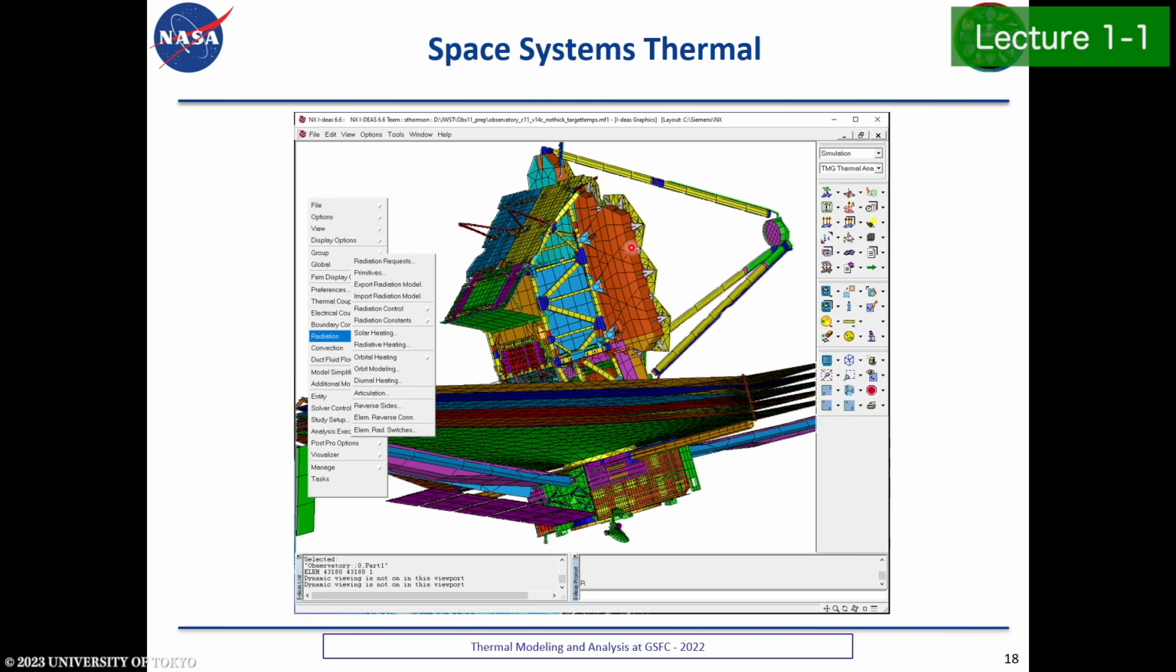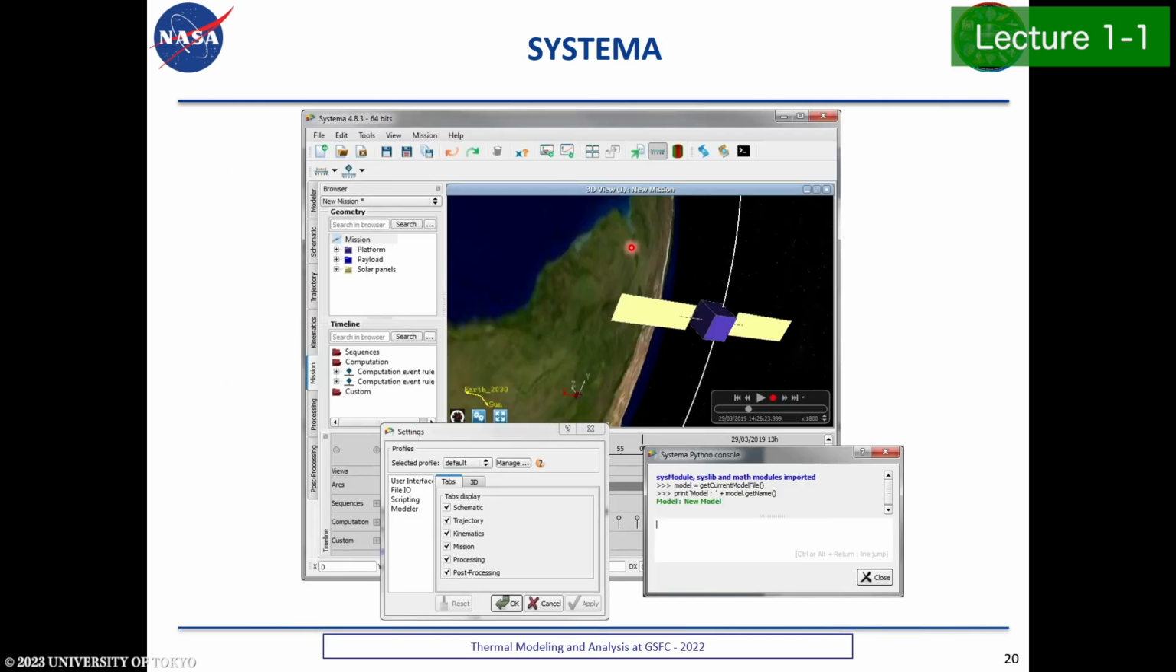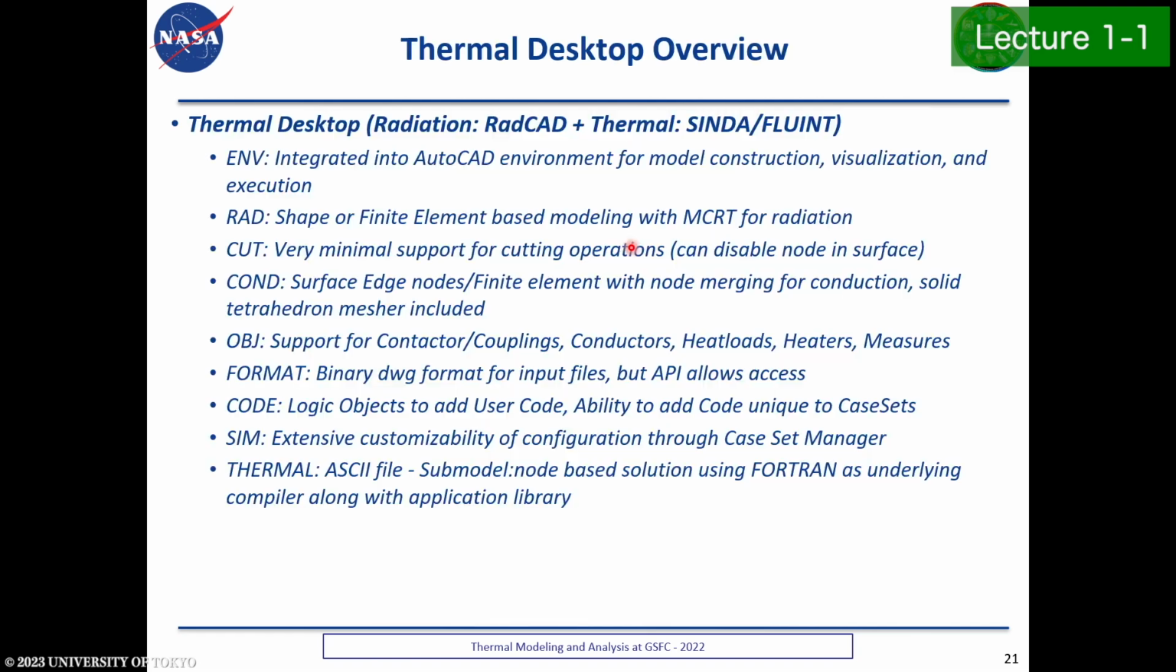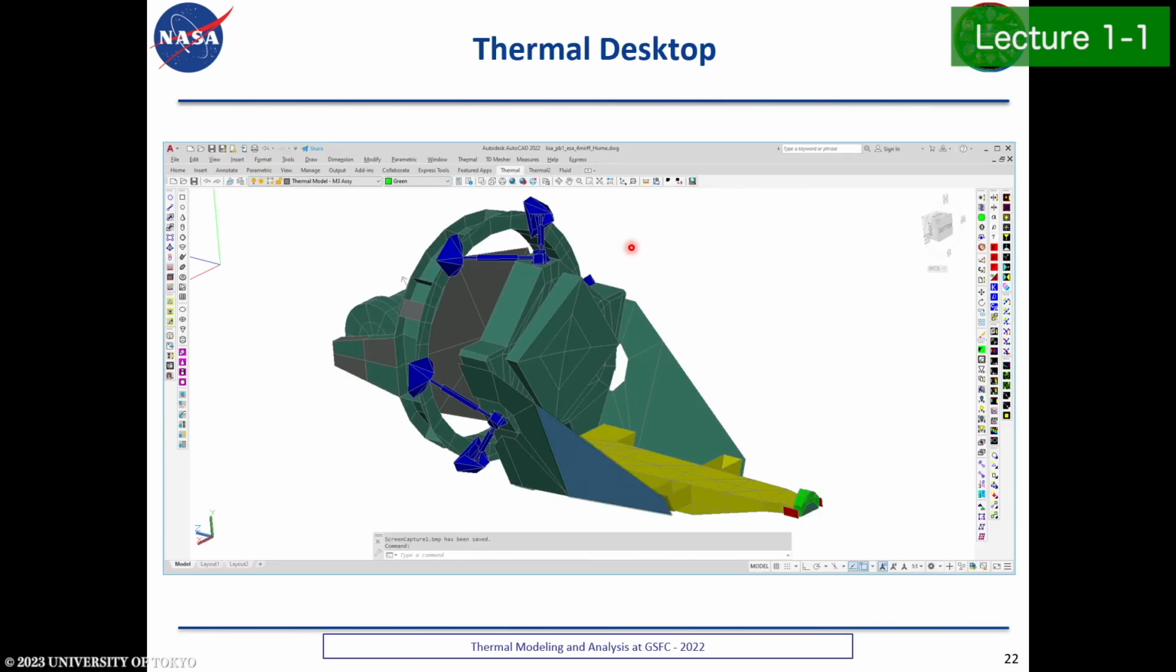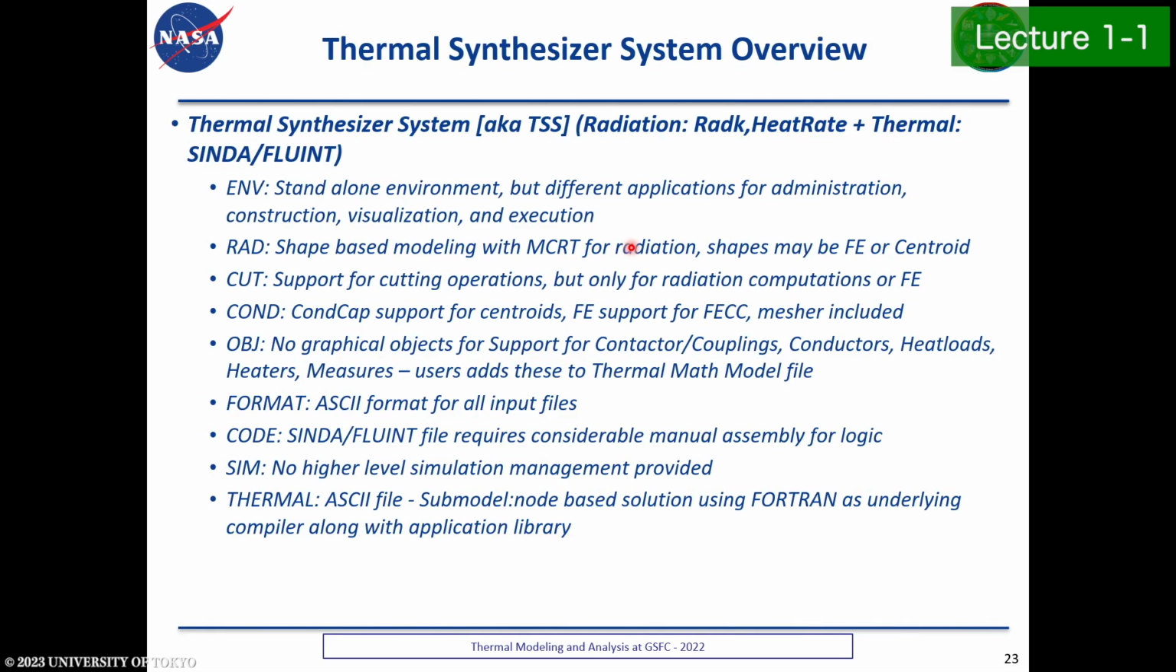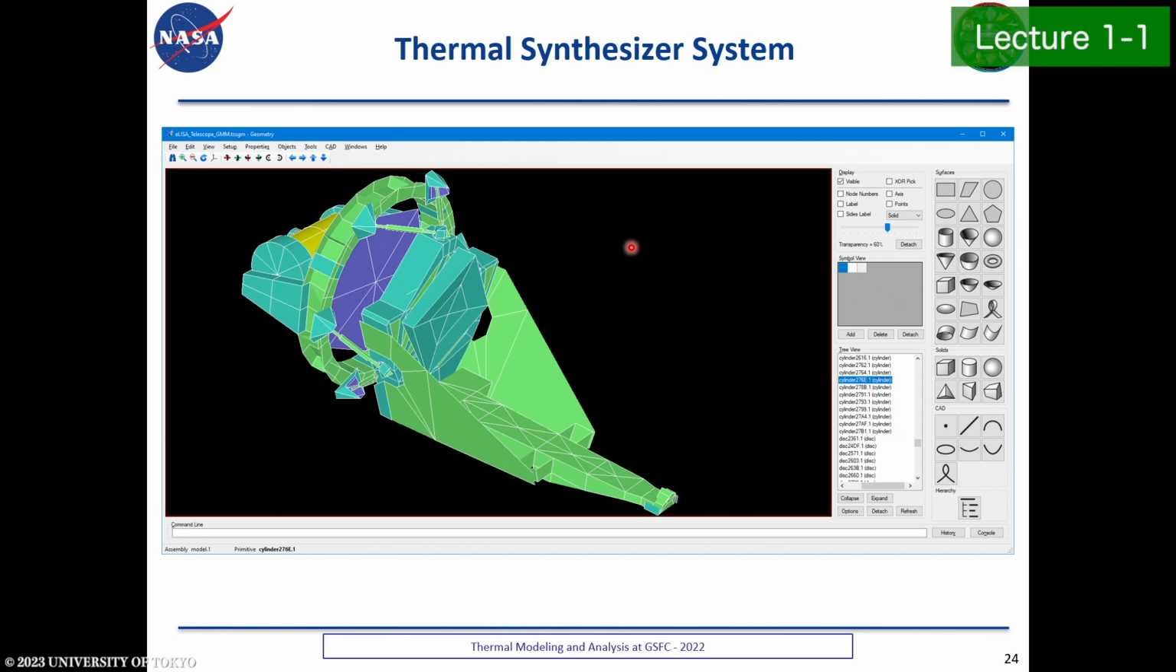So TMG is another code that we do have at Goddard, but not as much expertise as in other areas. Sistema, this is courtesy of Gerdian at Airbus. He provided me some of this information. This is the tool with which I have the least familiarity, but occasionally I have to deal with it, so we do what we can. Thermal Desktop, same telescope model that you see here. And then Thermal Synthesizer System, again, that same telescope model.